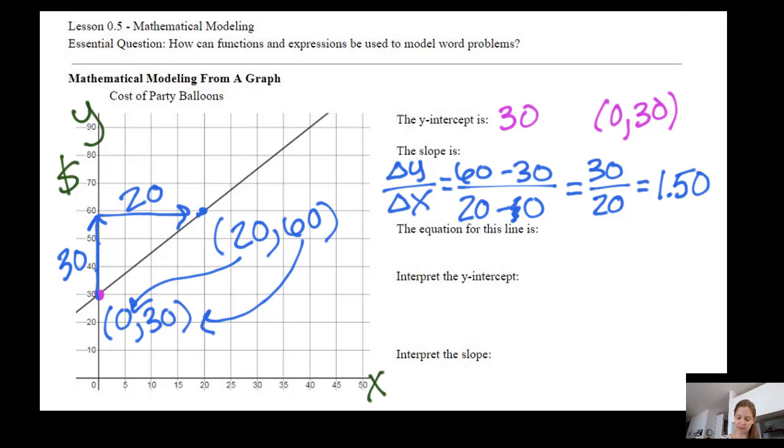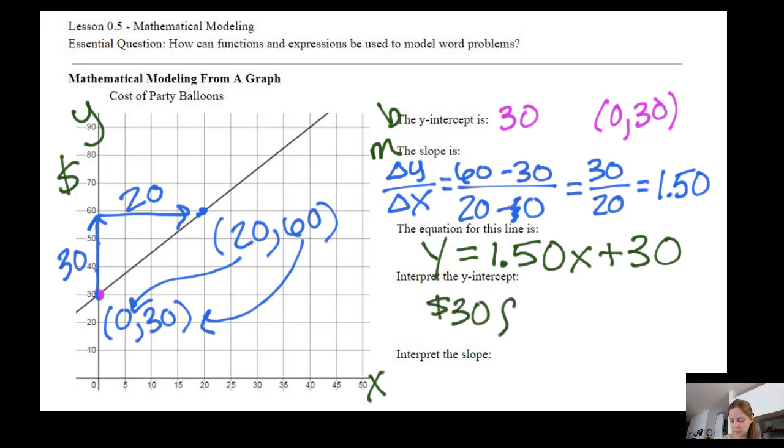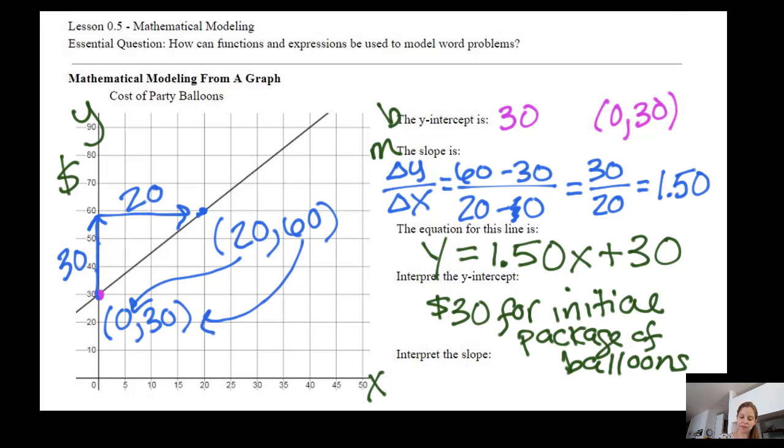The equation for this line is going to be in y equals mx plus b form, so y equals m is the slope, so 1.50x plus b, and b is the y-intercept, so plus 30. Interpret the y-intercept. And so for the initial package of balloons, it's $30. So $30 for initial package of balloons. And then the slope is that each extra balloon is going to cost me $1.50. So I'm going to say $1.50 for each additional balloon.